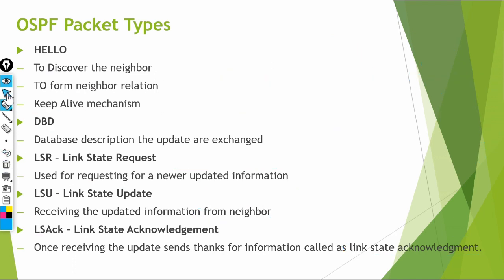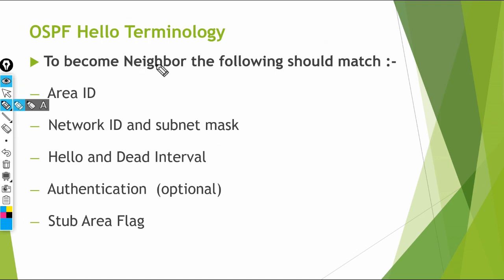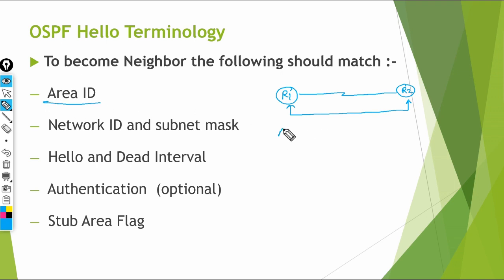Now when it comes to the OSPF hello, there are a couple more things to remember here. Since OSPF forms the neighbor relationship by using the OSPF hello packet itself, between these two routers you need to match some criteria, and only then will they form the neighbor relationship. So the very first point is area ID. If this router is configured with area 0, this router also must be configured with area 0. That's very important. Then only they will form the neighbor relationship.